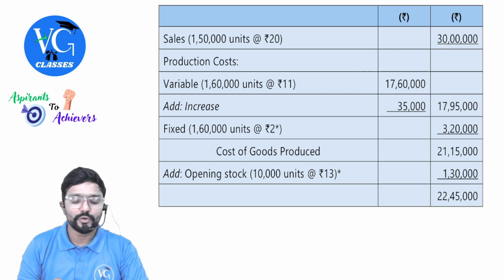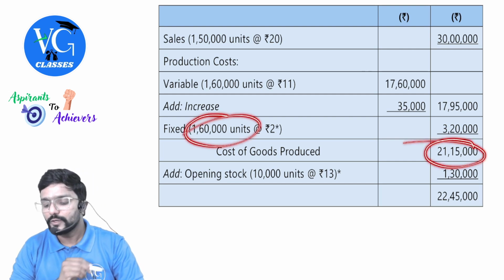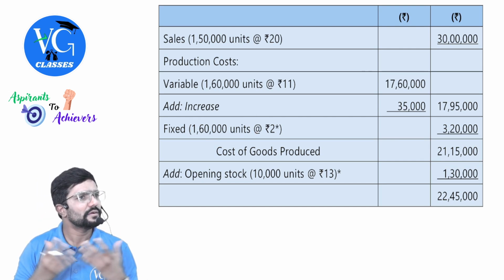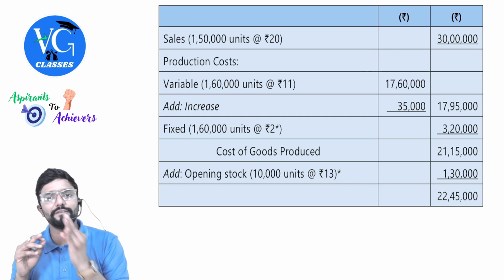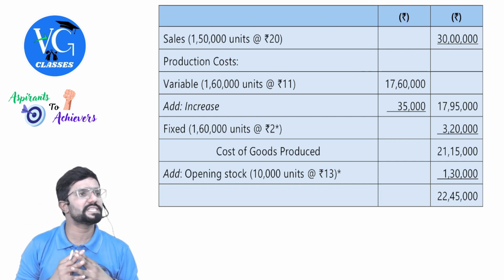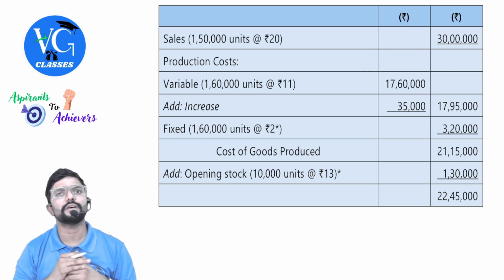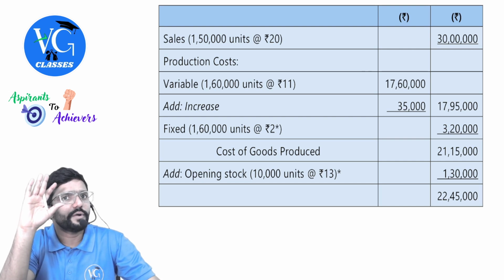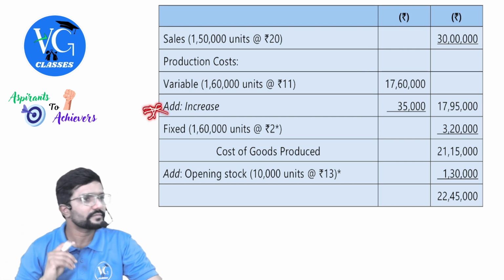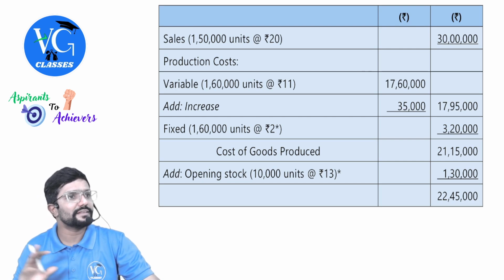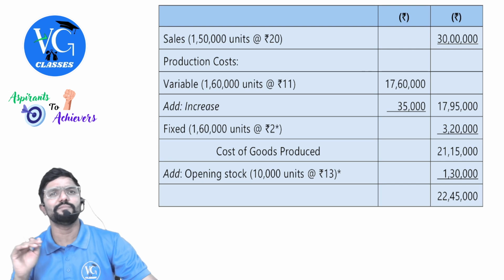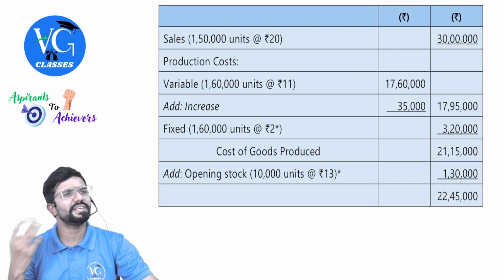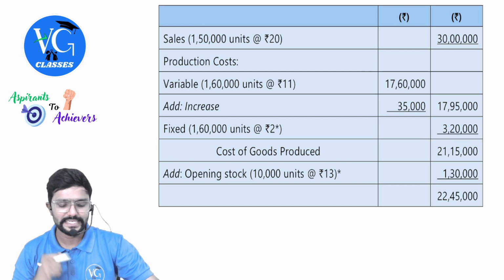How many units have I produced? 160. What is the cost of it? 21 lakh 15,000. Out of that, 20,000 is still lying with me. What is the value of it? So 2115 divided by 160 per unit into 20,000. Guys, hope you understood. The important key thing here is this one. If it was not there, then closing stock I would have done into 13 simply. That is also fine, or else cost of production divided by units produced into closing stock units. Chalo.